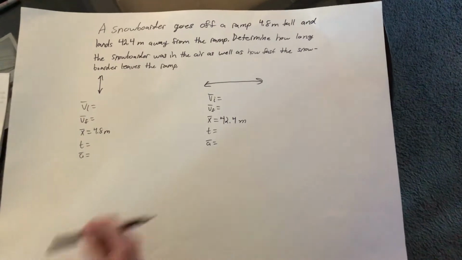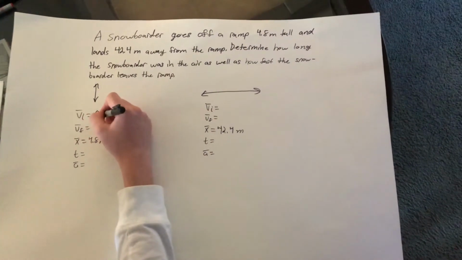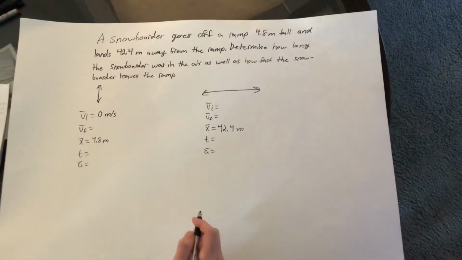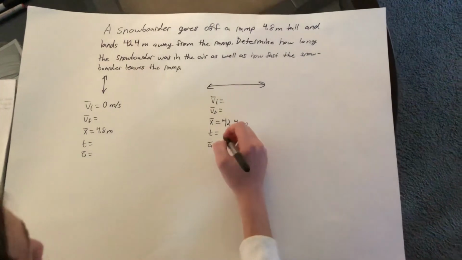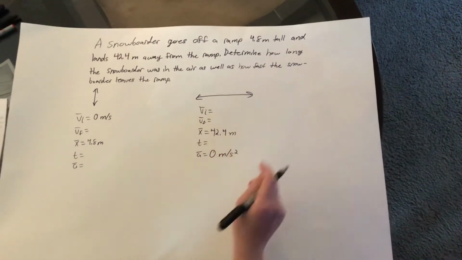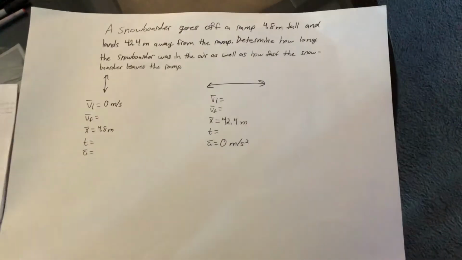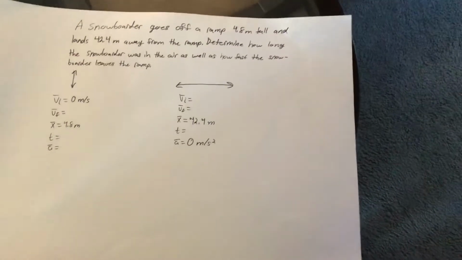Also, we can determine that the initial velocity for the vertical component is 0 meters per second, and the acceleration for the horizontal component is 0 meters per second squared, because there's no push or pull after the initial one. So there cannot be an acceleration after the fact.